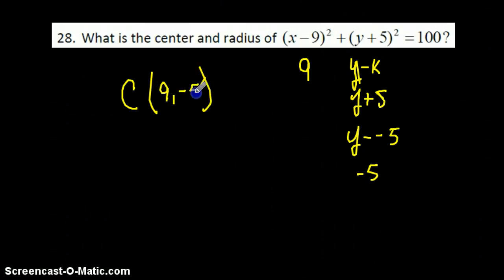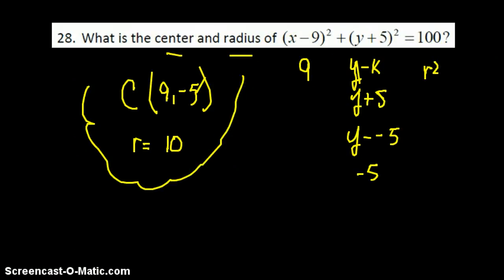Now the radius is going to be, this is r squared. So remember, radius is a positive value, so it's just 10. What is the center and the radius of this expression, which is a circle? It is this answer right here. Okay, I hope that helps.